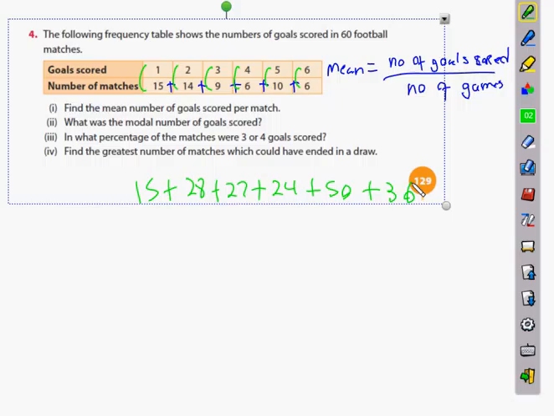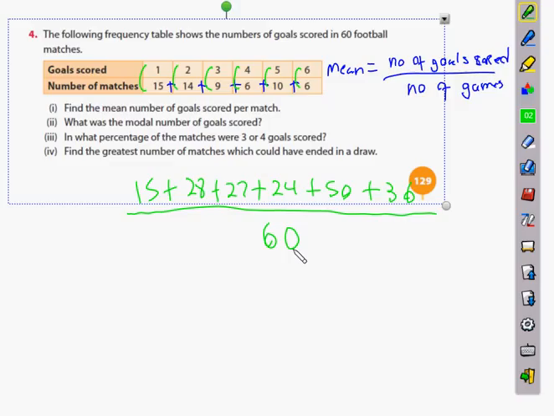I multiplied the number of goals. There was one goal scored in 15 matches, so in 15 matches there was one goal scored each time. That's 15 goals total. In 14 matches there were 2 goals scored per match, which is 28 goals in total. And in 9 matches there were 3 goals per match, which is 27. Okay? Now you add this all together.